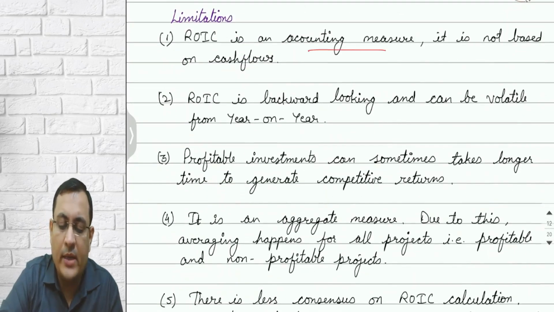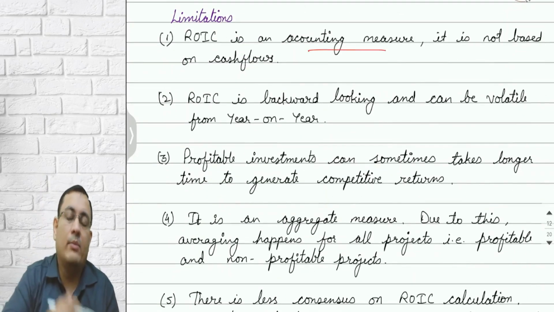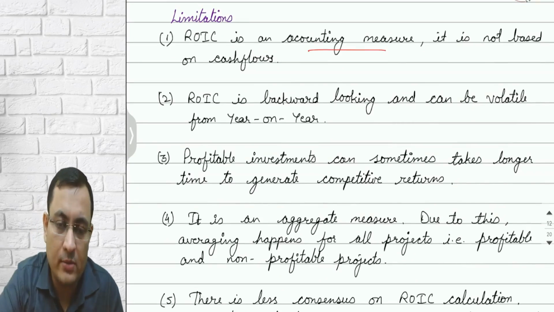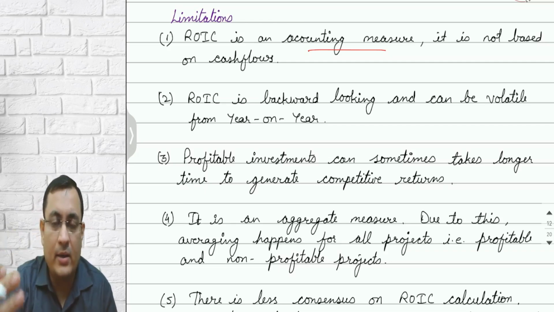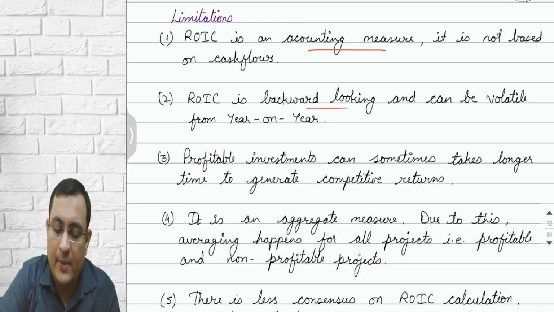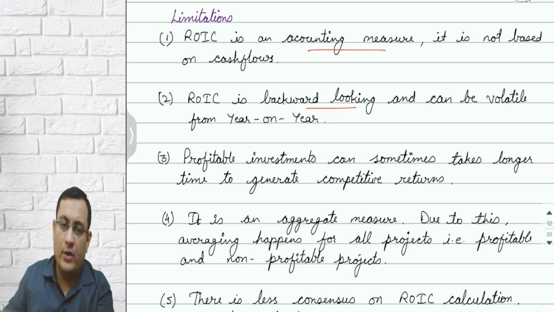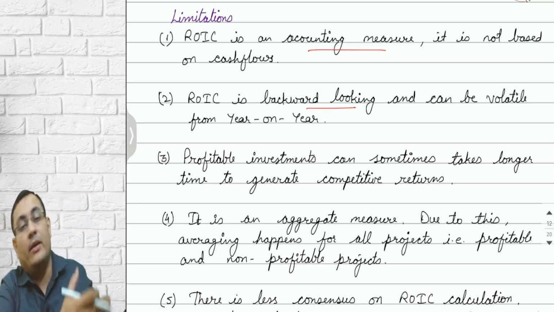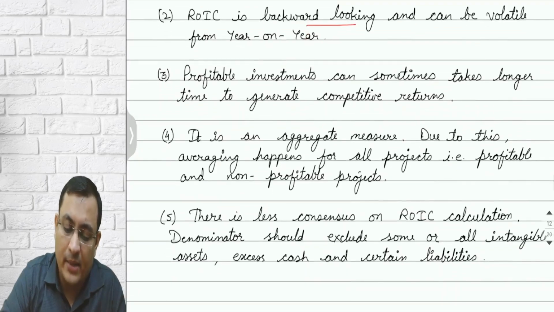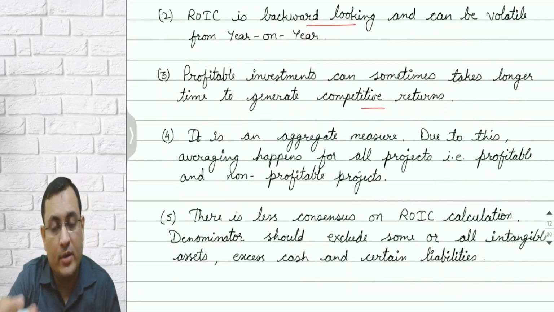Limitation: it's an accounting measure which can be manipulated by manipulating the accounts. Use a different depreciation rate, use a different useful life, and automatically the accrual system will impact your ROIC. It's backward looking, calculated for the past using past data. It's not related to the future. And a profitable investment can sometimes take a longer time to generate a competitive return.